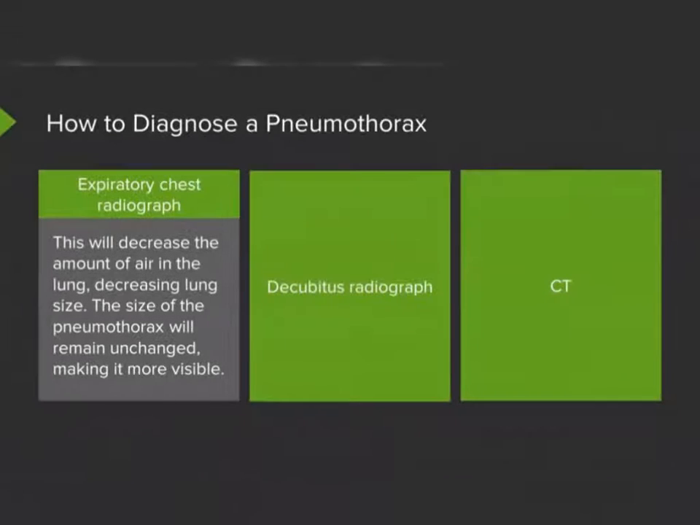So the expiratory radiograph will actually decrease the amount of air that's in the lung, which decreases the lung size. When the lung size decreases, the size of the pneumothorax will remain unchanged, and that makes it more visible.